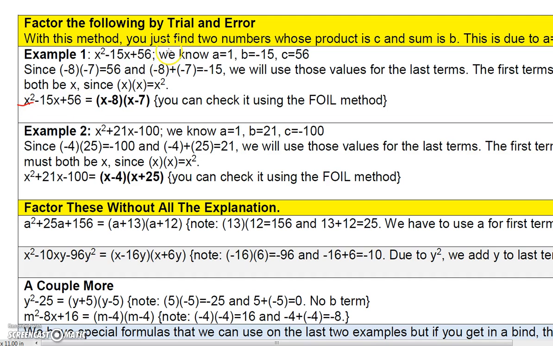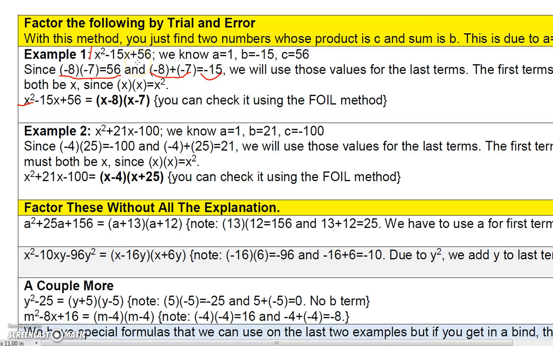And here's what you have to do. Again, this only works if the coefficient of x squared is 1. So here's what you look for. You have to find two numbers whose product is this third term, 56, and whose sum is the coefficient of the middle term, negative 15. So when you sit there and think about the factors of 56, like the factors are positive 8 and positive 7. Of course, 8 plus 7 equals positive 15.